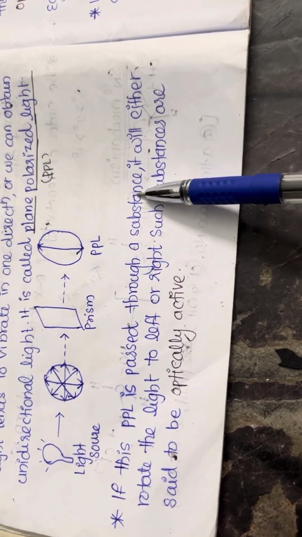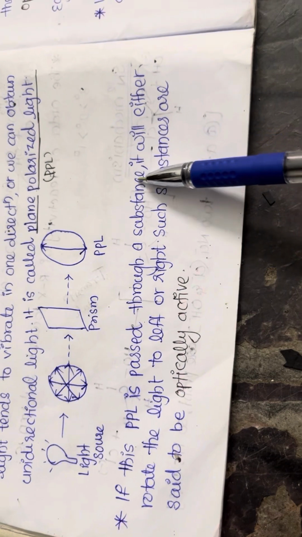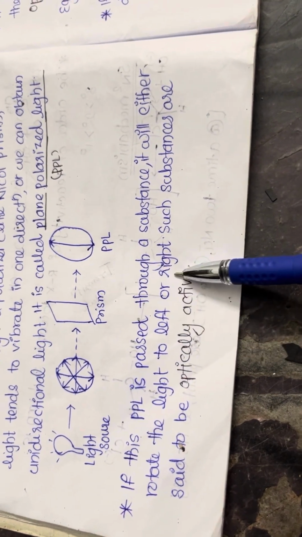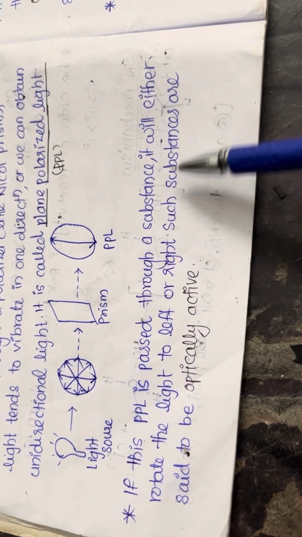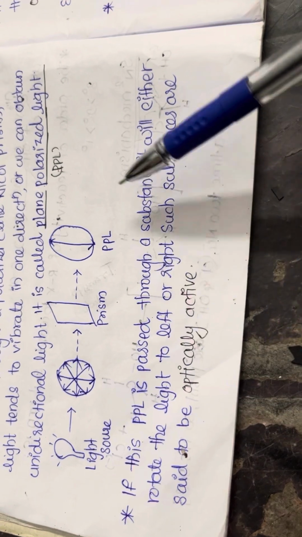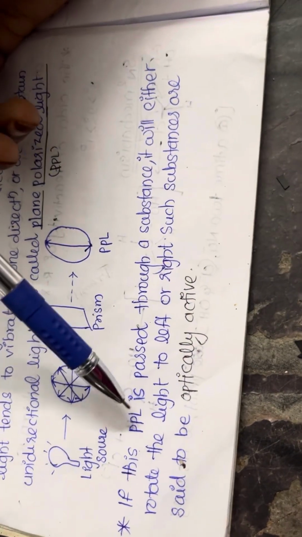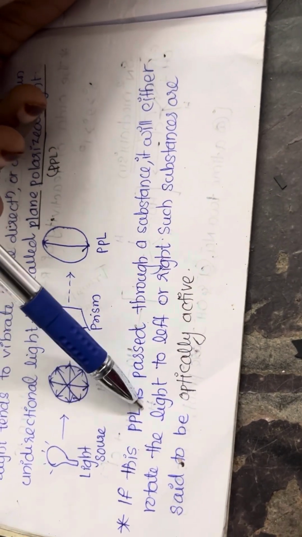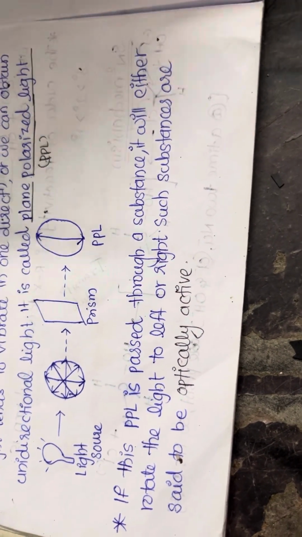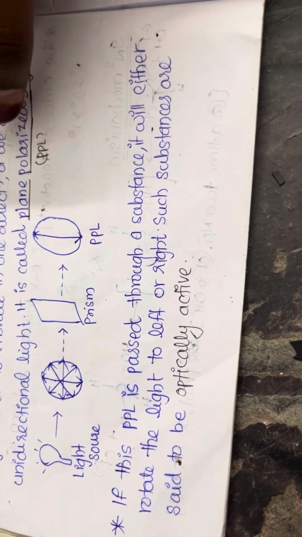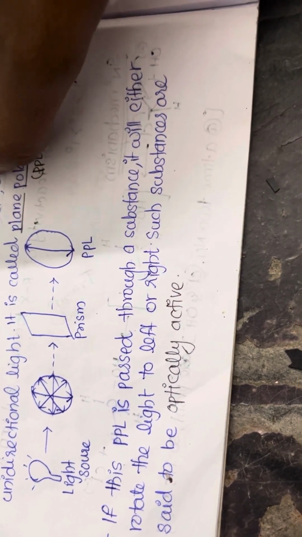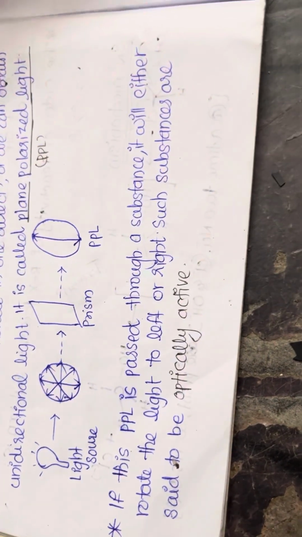if that substance is able to rotate that plane polarized light either to left or to right, then such substances can be called optically active. Now, if we are passing this plane polarized light through a substance and the substance is not able to rotate this light either to right or left, such substances will be called optically inactive.